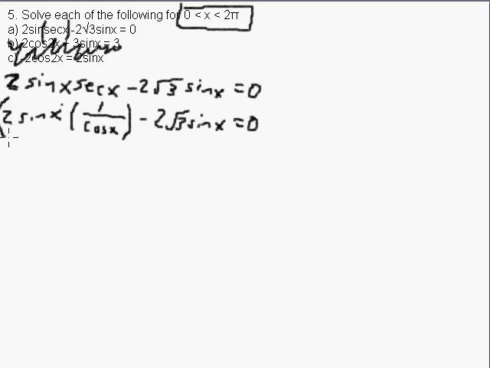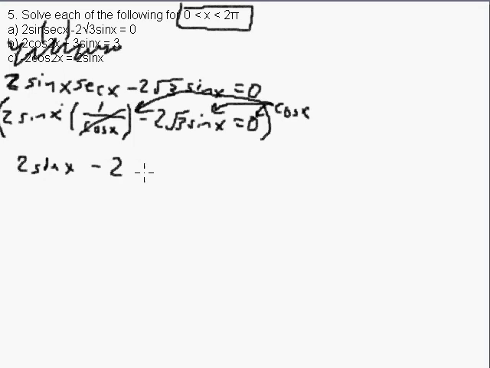So what I'm going to do is take this entire thing and multiply it by cos x. So multiply this term by cos x, this term by cos x, this term by cos x. So this term, the cos x goes away when I multiply it in. When I multiply it into here, I get a cos x. When I multiply it into here, it stays 0. So I end up getting 2 sine x minus 2 root 3 sine x cos x equals 0.